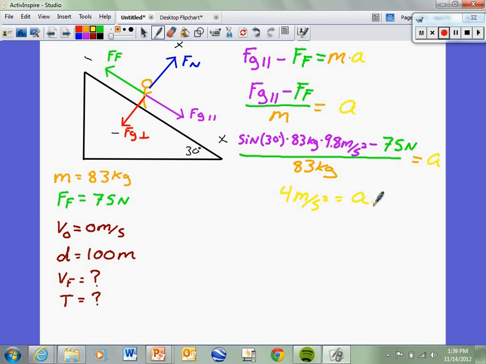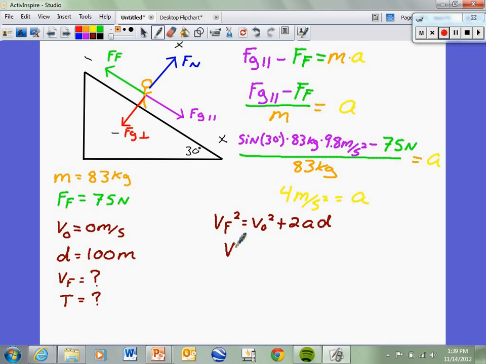From here, that will give us V naught, that will give us D, and A, and now we have to go back and solve a kinematics problem. We'll solve for VF first. We'll use the fourth kinematics equation, which is VF squared equals V naught squared plus 2AD.